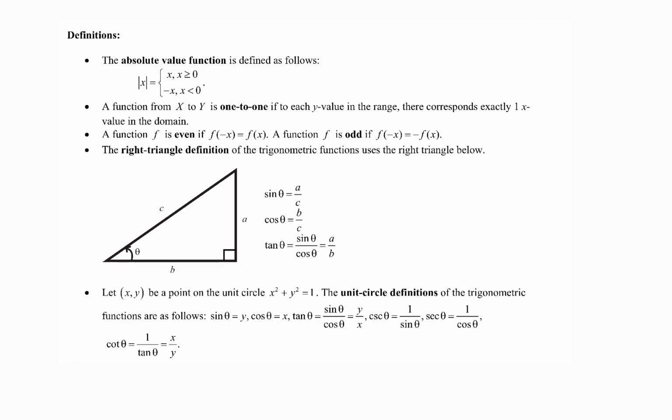So, for example, the function will look like this. When x is positive, let's say 3, the value is 3. When x is negative, let's say minus 3, the value is the minus of the minus 3. The minus of the minus 3 is 3. When it's minus 2, it is 2. When it's 2, it is 2. And when it's 0, it is 0.